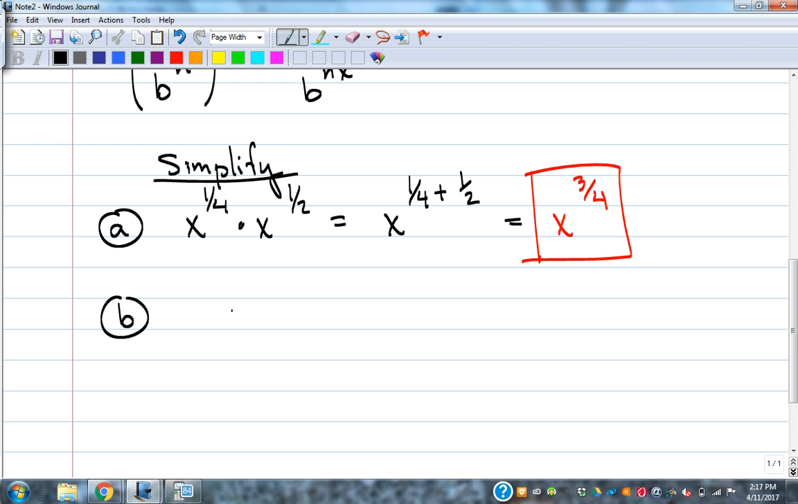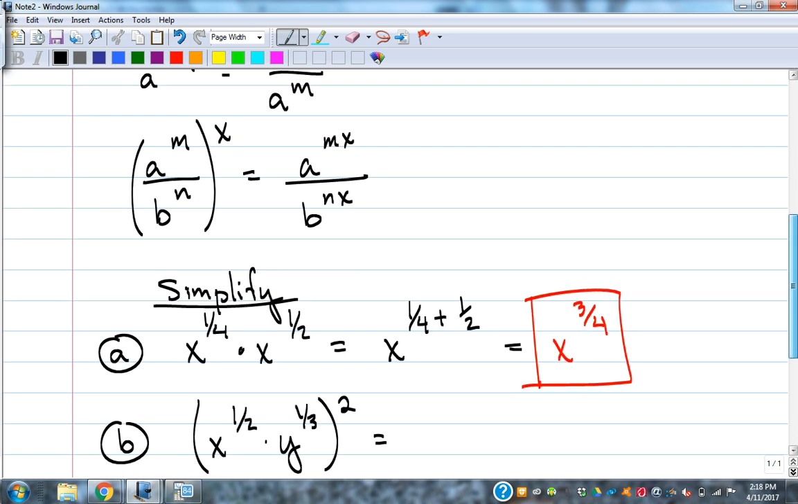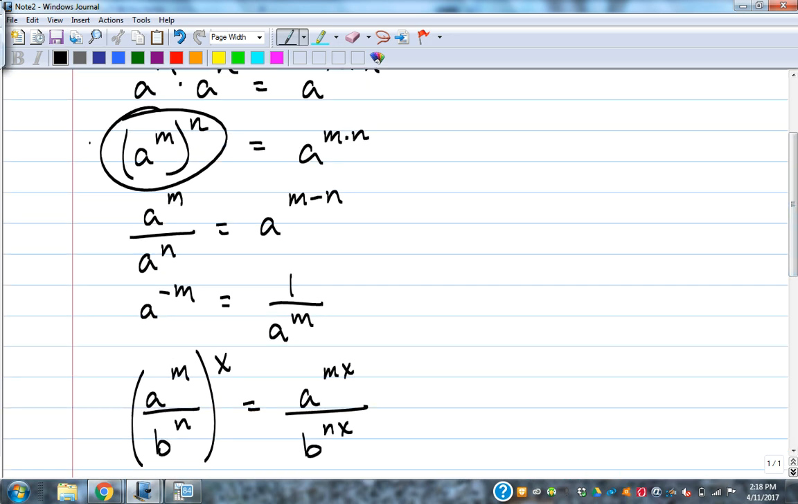If you had, maybe you got x to the 1/2 times y to the 1/3, all that in parentheses to the second power. What's the rule for this exponent? What's it do to these two on the inside? Multiplies, because it's an exponent on the outside. That's this rule right up here. That's that rule right there.